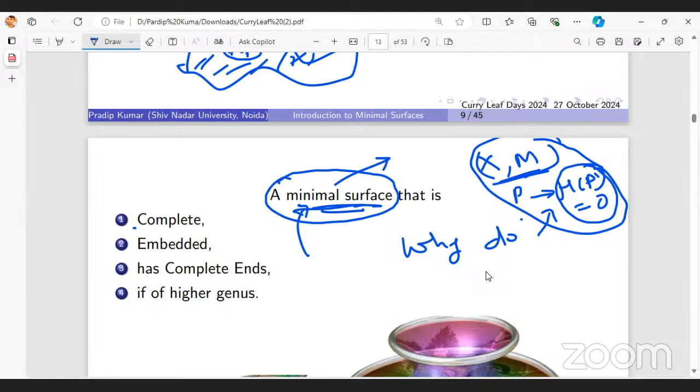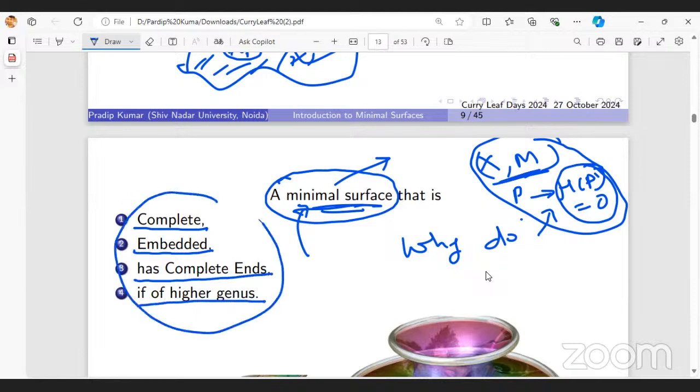And then I want to understand what is a complete minimal surface, what is an embedded minimal surface, what do you mean by complete, and what is higher genus. So this is what I want to understand. And then we want to construct. Can we construct such surfaces? So this is the global property, complete embedded.